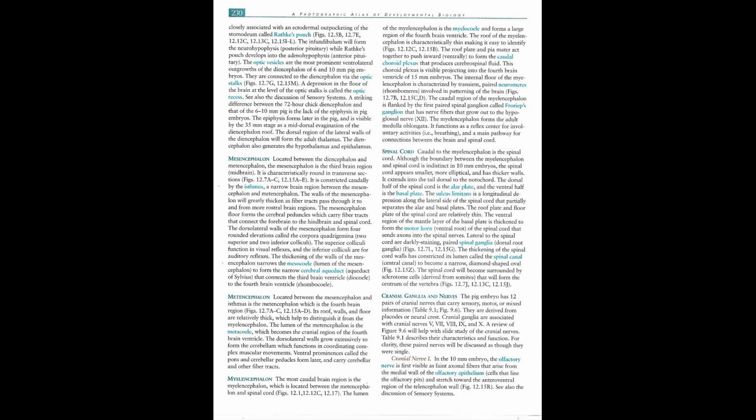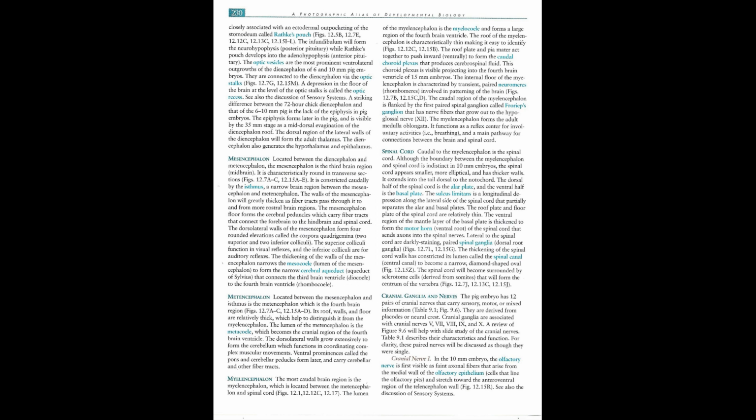Its roof, walls, and floor are relatively thick, which help to distinguish it from the myelencephalon. The lumen of the metencephalon is the metacoel, which becomes the cranial region of the fourth brain ventricle. The dorsolateral walls grow extensively to form the cerebellum, which functions in coordinating complex muscular movements. Ventral prominences called the pons and cerebellar peduncles form later, and carry cerebellar and other fiber tracts.